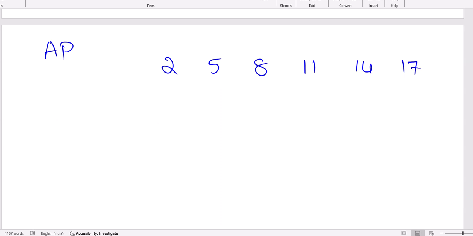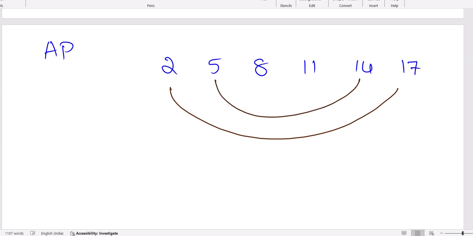Now I'm telling you the formula. You people know some formulas for the sum of terms in AP, so I'm giving you how you got that formula as well. See, what is 2 plus 17? 5 plus 14? 8 plus 11? 19, 19, 19. How many such pairs? 3 pairs. The answer is 57. This is the sum of terms in AP: 19 into 3.